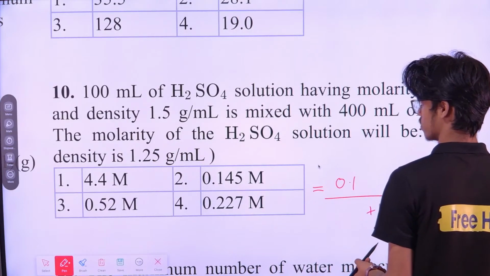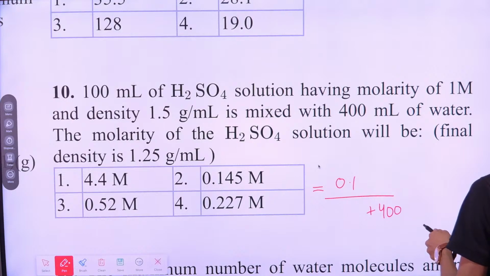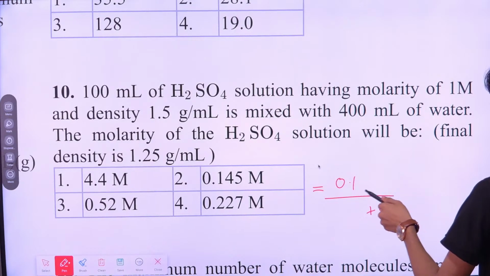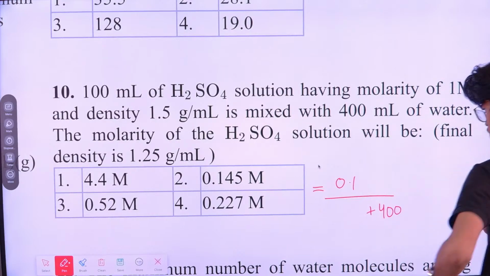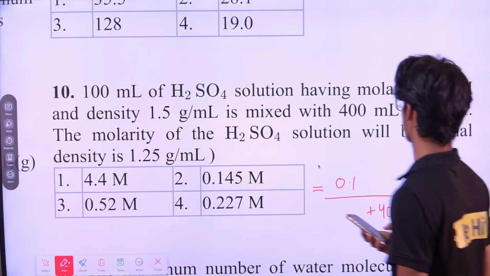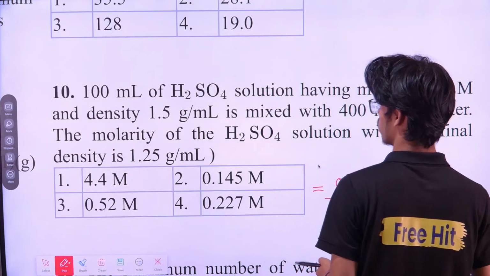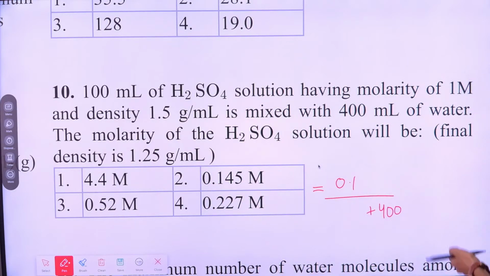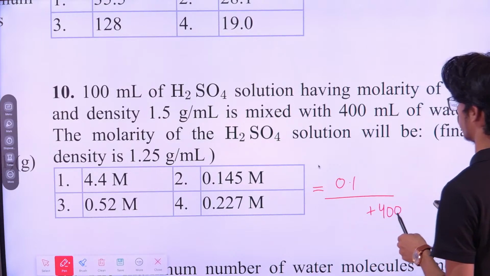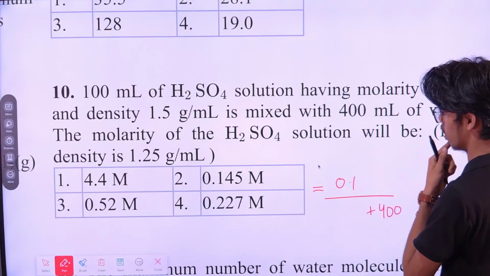Why are you doing this? Wait. 1.5 gram per milliliter. With 400 milliliter of water. Molarity of H2SO4. Final density is 1.25 gram per milliliter. Am I doing something wrong? 100 milliliter of H2SO4 solution is having. Wait, I am confused myself. Option number 4. 100 milliliter of H2SO4 solution having molarity of 1 molality and density is 1.5 gram per milliliter is mixed with 400 milliliter of water. The molarity of the H2SO4 solution will be. Okay, so see. Wait.